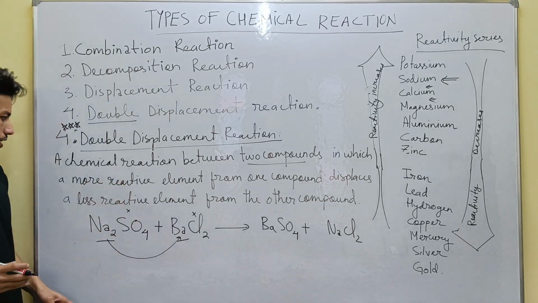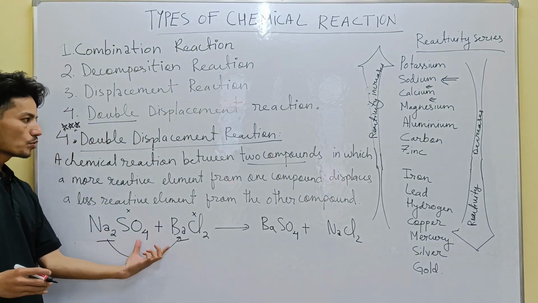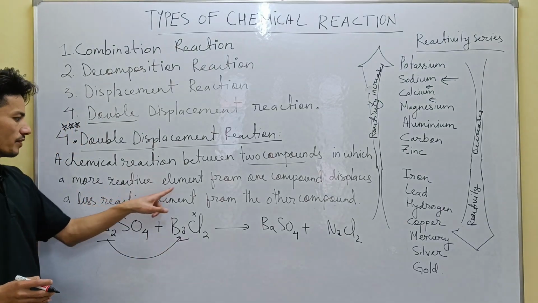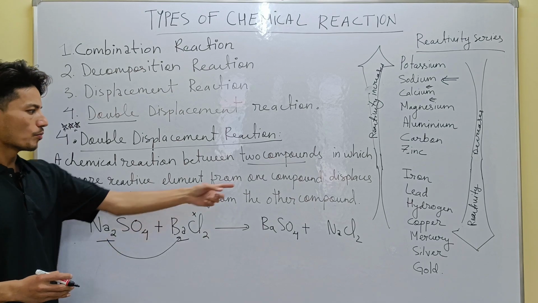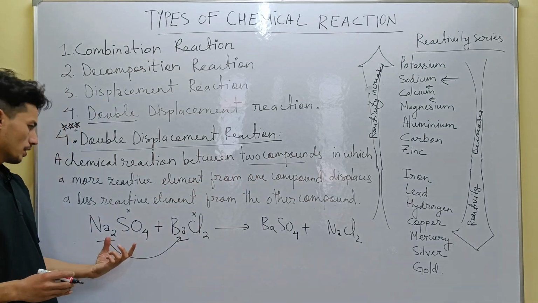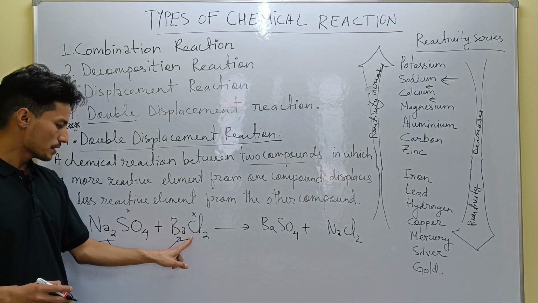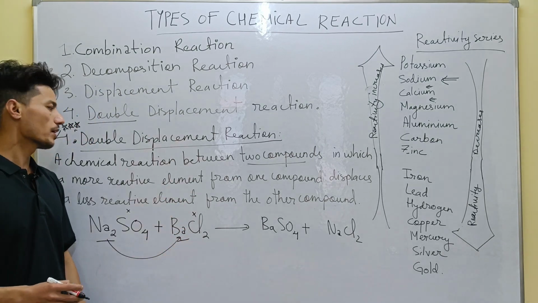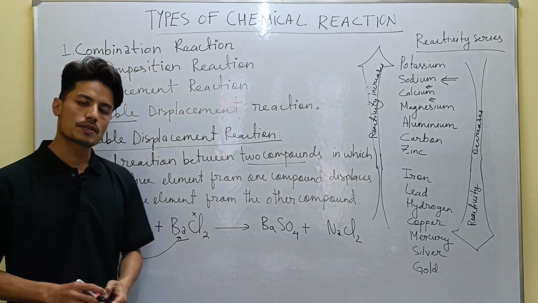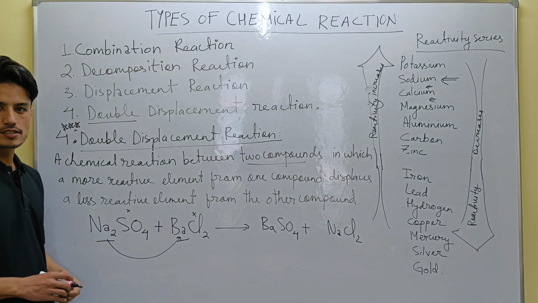So see, it is a chemical reaction which takes place between two compounds, in which a more reactive element, the more reactive element here referring to sodium, from one compound displaces a less reactive element, barium, which is found in the other compound. This type of chemical reaction is known as a double displacement reaction. So are we clear? It's not difficult, is it?